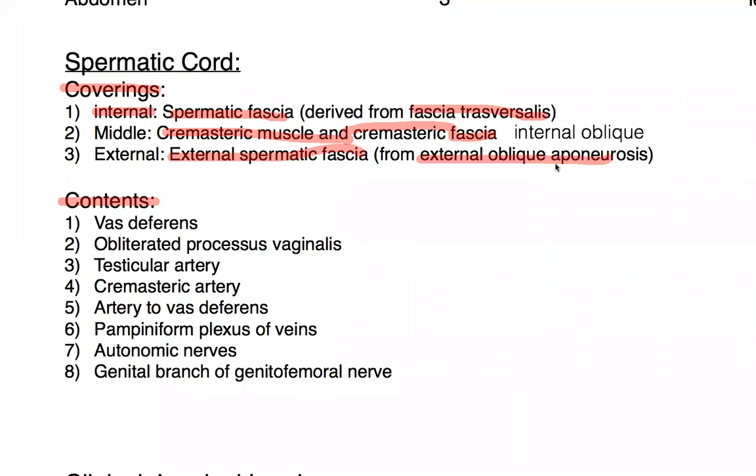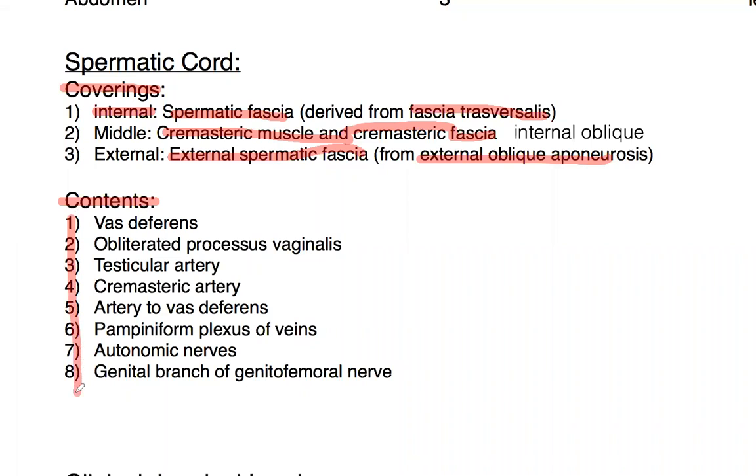Okay, so the contents of the spermatic cord are super important. If you want to memorize one thing in the abdomen, this is the thing you should memorize.